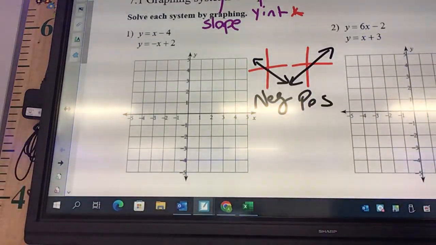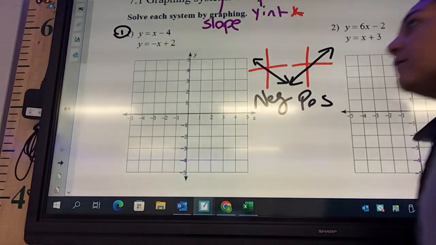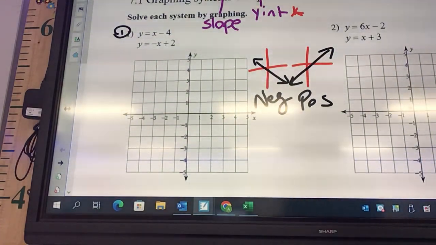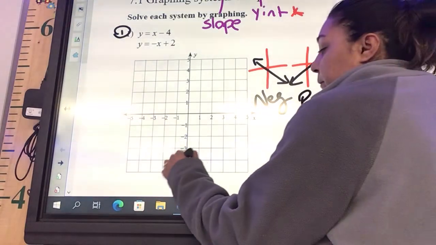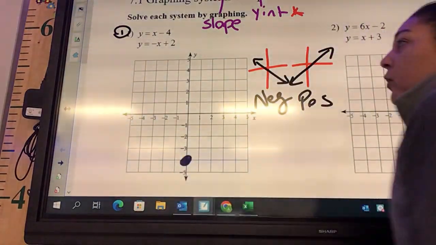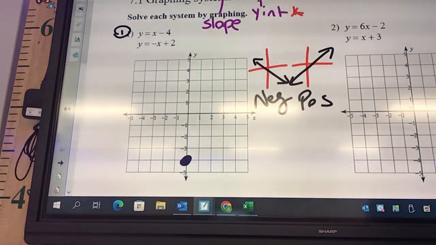Notes would be to do these one at a time. Okay, so I'm going to label this equation 1. Equation 1 starts out at where? -4. Okay, it starts out at -4. And what is our slope? 1.